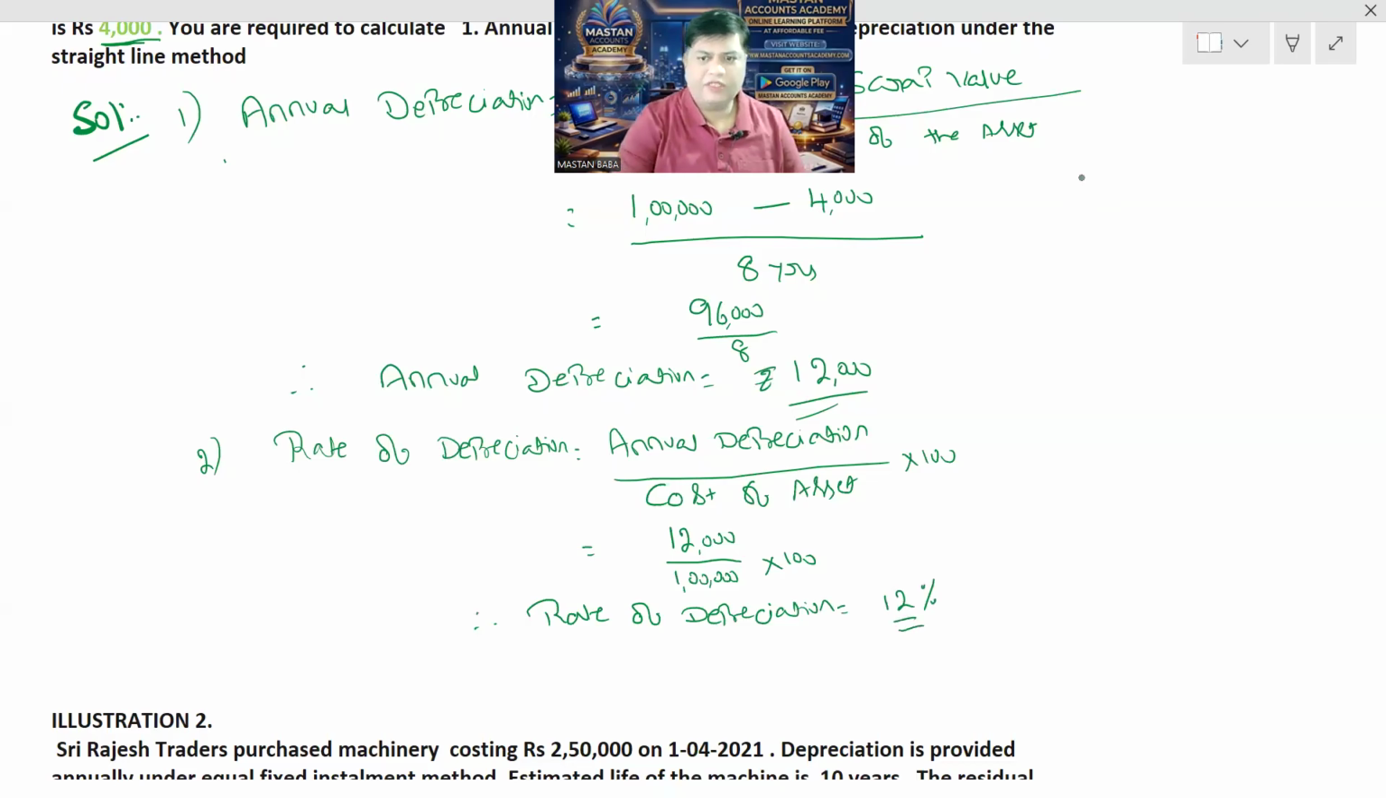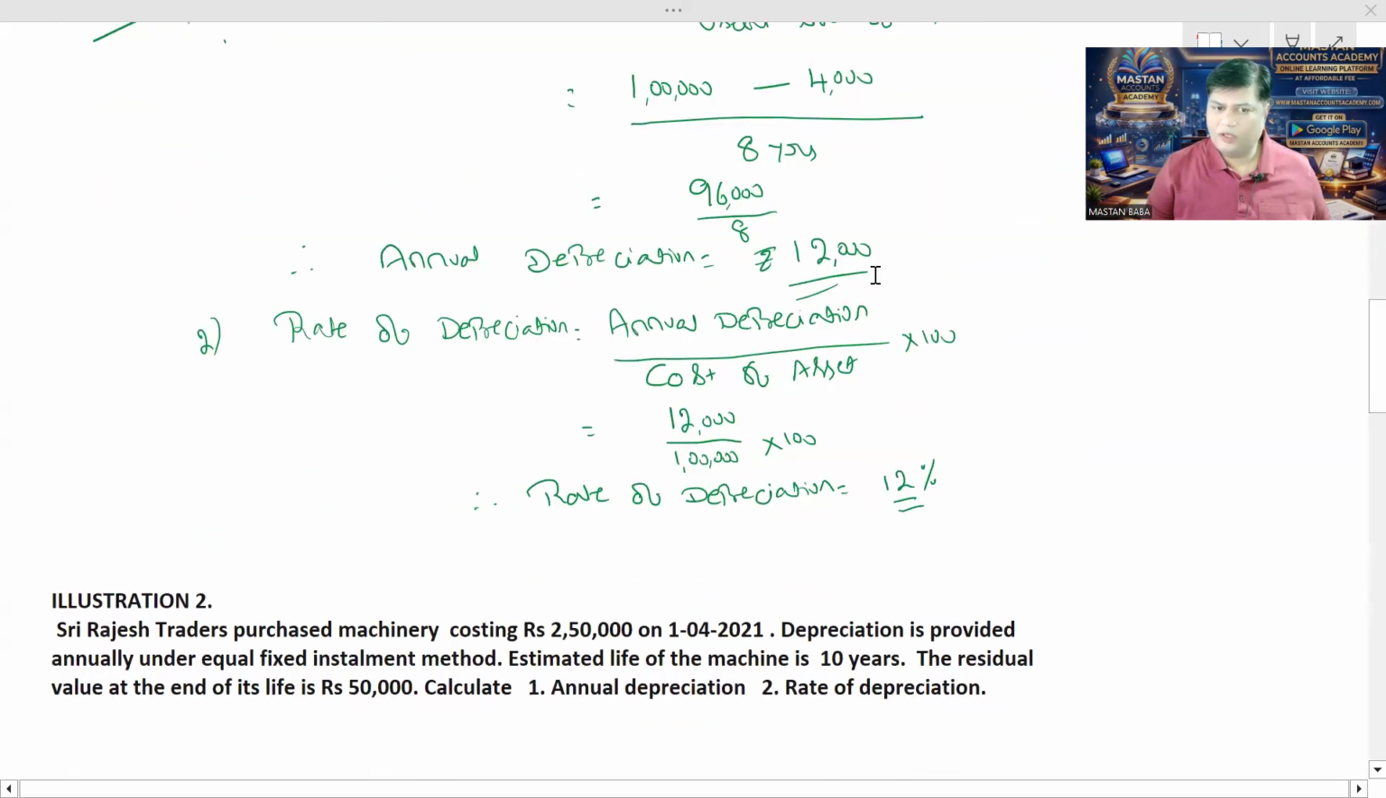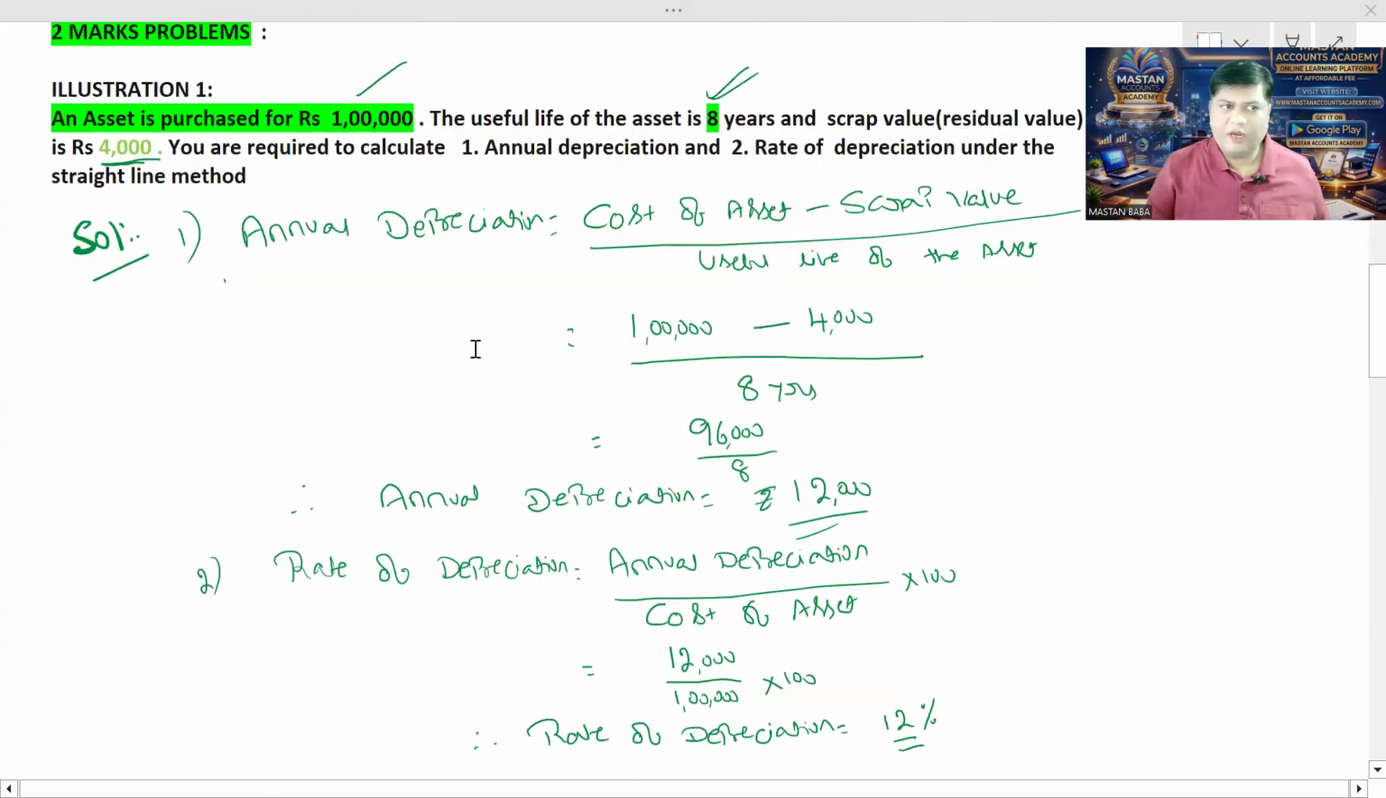That's very simple. So in this example, we calculated annual depreciation. The formula is cost of asset minus scrap value divided by useful life of the asset. 1 lakh is the asset value, 4,000 is the scrap value, and 8 years is the lifetime of the asset. So 96,000 by 8 is 12,000. And rate of depreciation is equal to annual depreciation divided by cost of asset into 100. So 12,000 by 1 lakh into 100 comes to 12%. So this is the information I can give relating to the first problem.